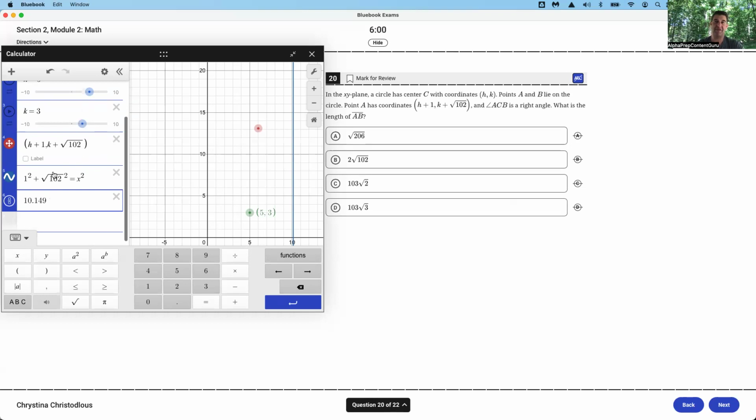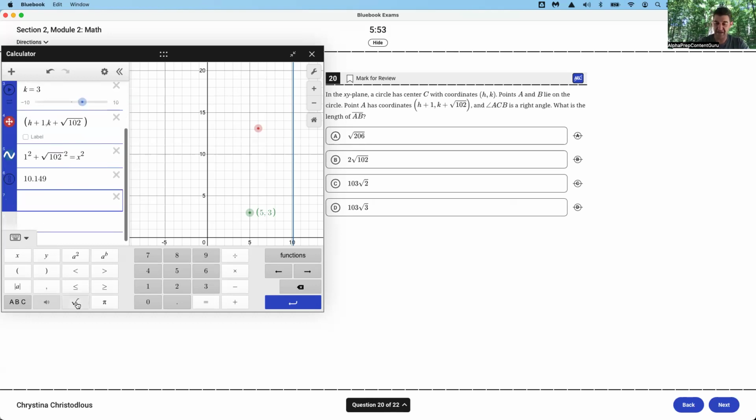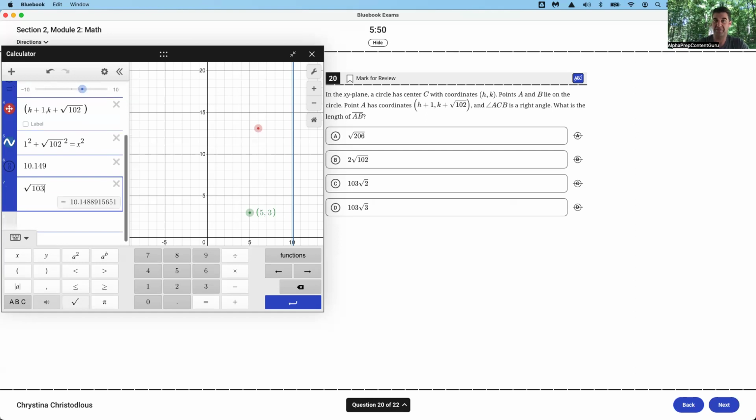Now, it happens to be, if you think about it, the square root of 102 squared is 102, and 1 squared is 1, so this is 103. And if you look at this closely, you'll see that this is the square root of 103. Same exact thing. So we know that the radius is the square root of 103. And this is on the outside of the circle, and this is the center of the circle.